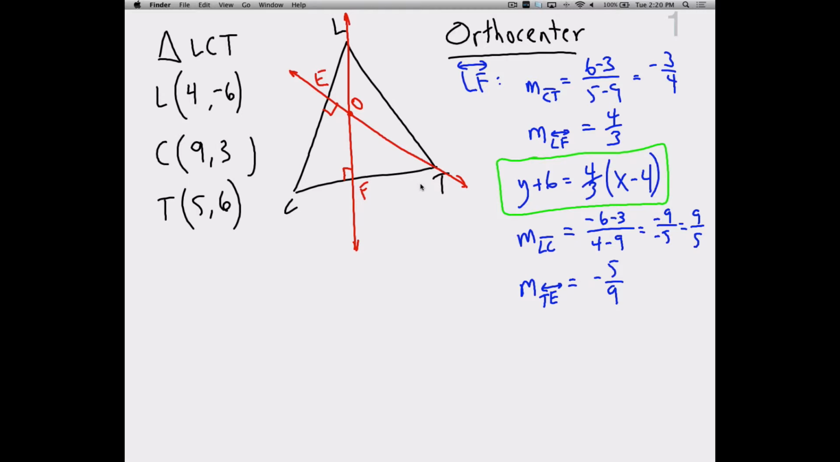The only reason they have names is because we want to be able to refer to the line, so we gave them names. But again, there's nothing special there. And that comes about from knowing the properties of all these centers. Okay, so using that slope and the point T, I get y minus 6 equals negative 5/9 times the quantity x minus 5. And that's my second line, so I'm going to put a box around that.